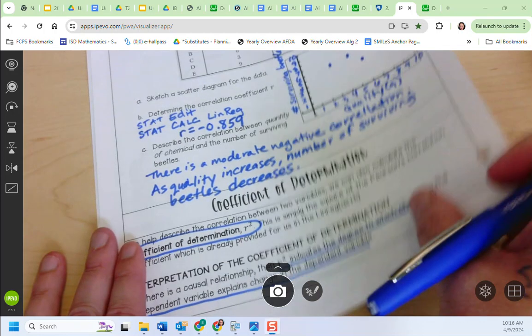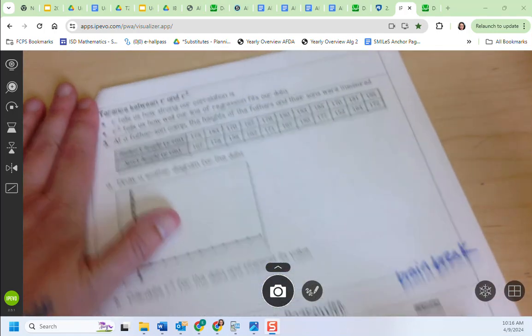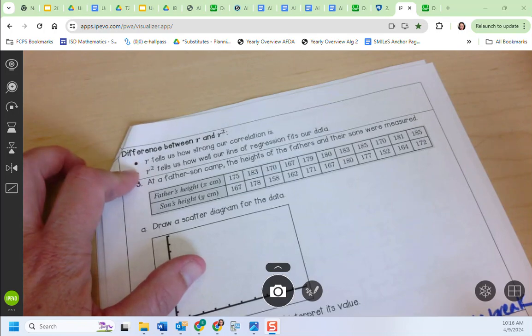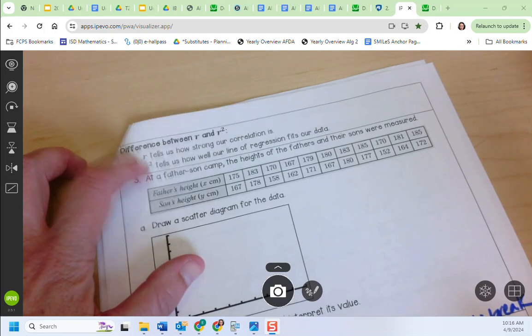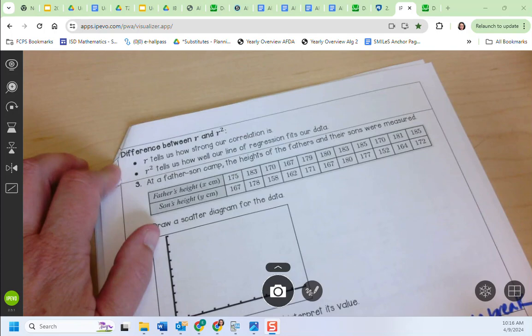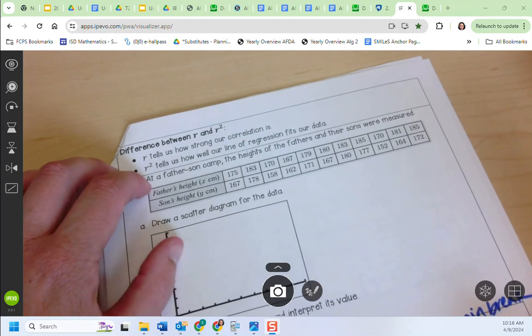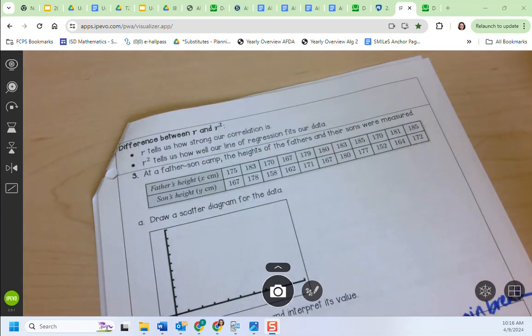All right, the difference between R and R squared. R tells us how strong our correlation is, but R squared tells us how well our line of regression fits our data. Here we have a father-son camp, and the heights of the fathers and their sons were measured, and I had the hardest time trying to figure out how to label these axes.